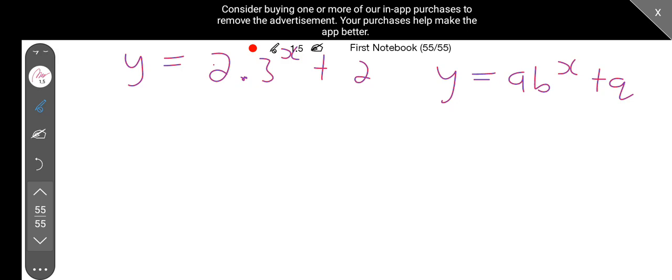You must first know what your horizontal asymptote is. It's given as y is equal to q. This means it's y is equal to 2. That's the horizontal line that the graph must not touch. This is the asymptote.